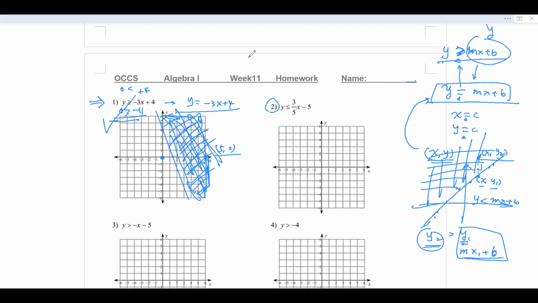So let's see number 2. Here we can graph this line. Consider this as y equals this one, right? All right, it passes (0, -5). It passes another dot: you can say y equals 0, x equals what? 25/3, about 8.